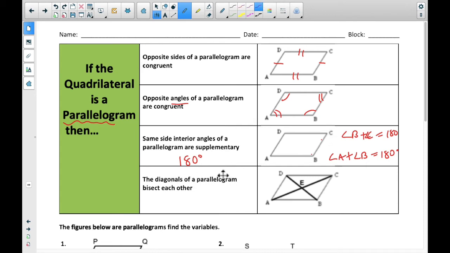And then lastly, the diagonals bisect each other. Diagonals are ones that go through the middle across like this. They don't connect the ones right next to it. They skip one over. And so they bisect each other. Remember, bisect means cut them in half. So this is congruent to this, and this is congruent to this. So each of those pieces, they are bisecting each other.